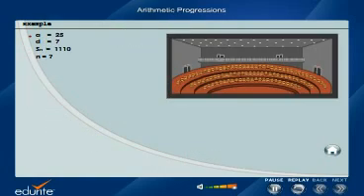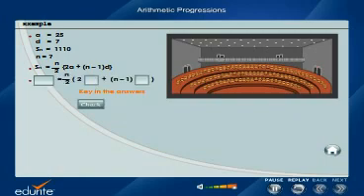In the example of the auditorium, the number of seats in the first row, that is a, is equal to 25, and the common difference d is equal to 7. How many rows will the auditorium need so that the capacity is 1,110 people? We use the formula for the sum of n terms and substitute the known values. Key in the values.